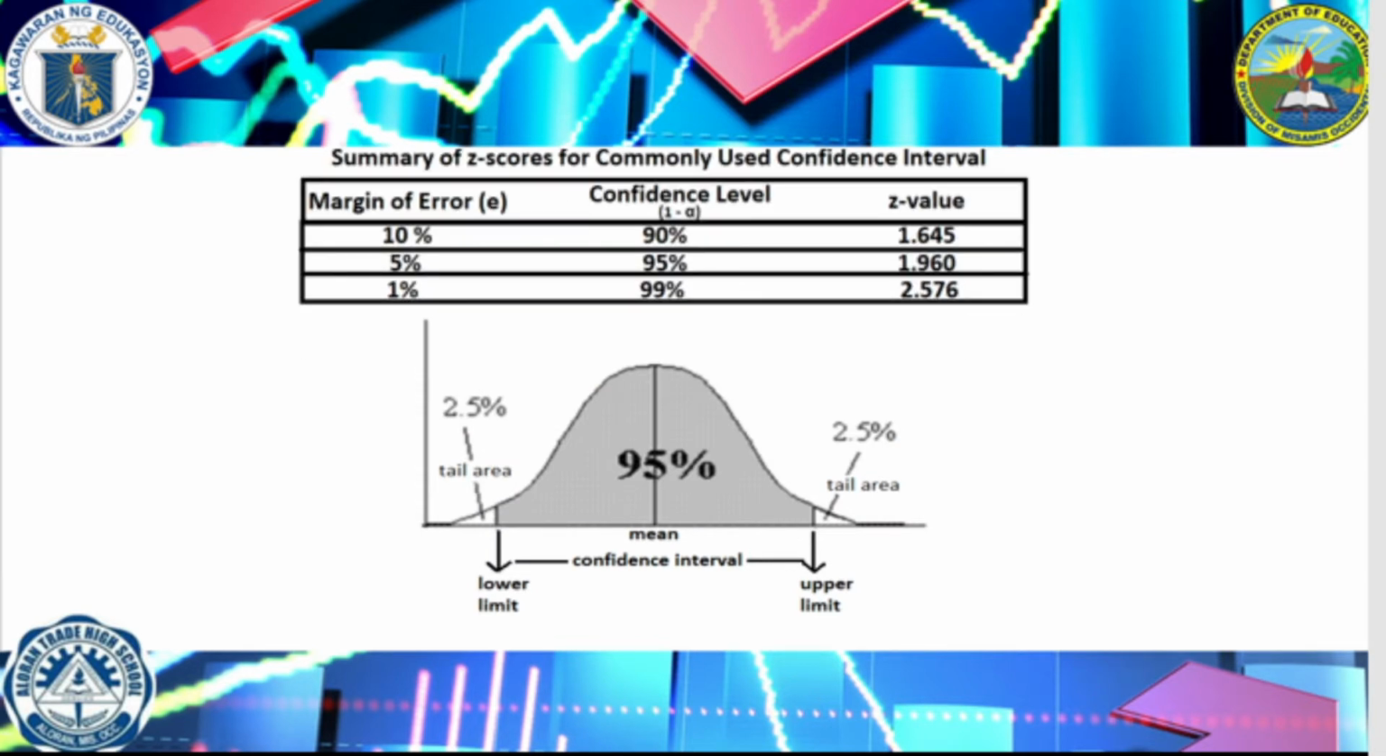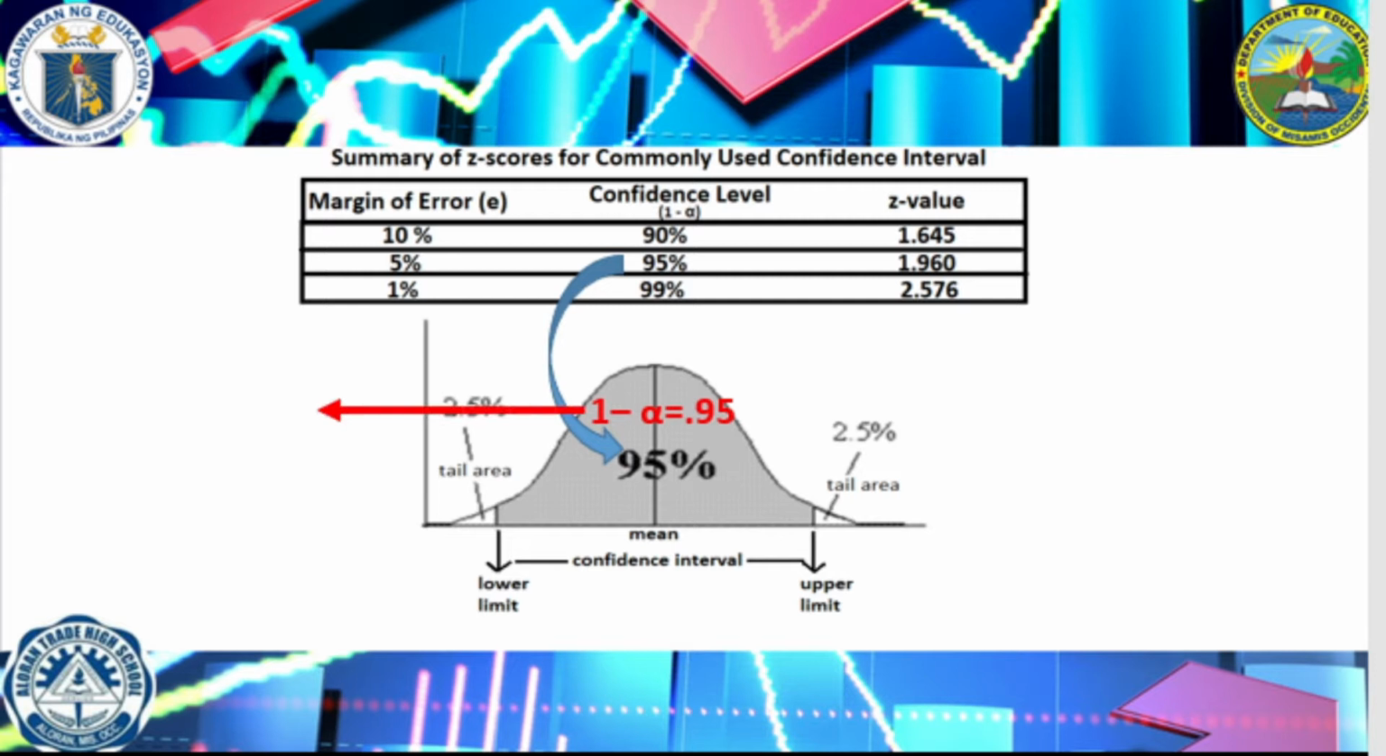Now I am showing you the summary of the z-scores for commonly used confidence intervals. The most commonly used confidence intervals are the following: 90%, 95%, and 99%. So if we're going to use the 95% confidence interval, this means that from the 100% area under the curve, we subtract alpha, and that is equal to 0.95. The 95% in decimal form is 0.95.